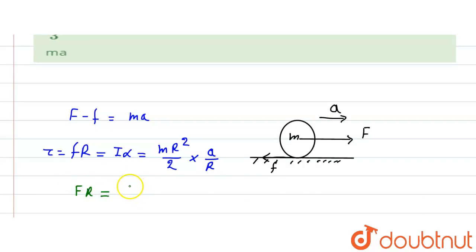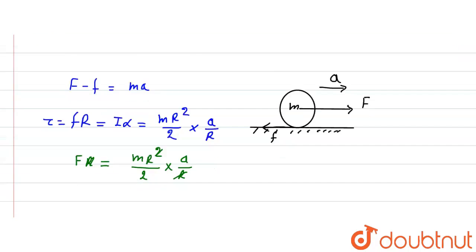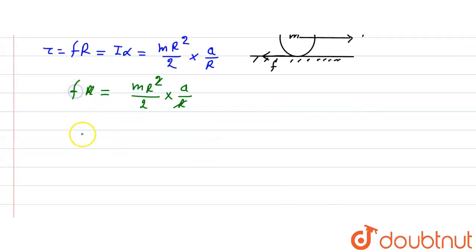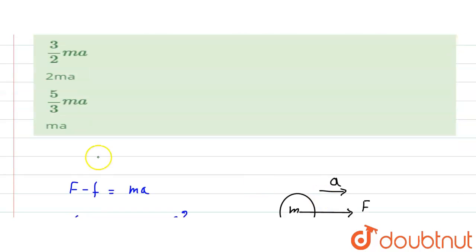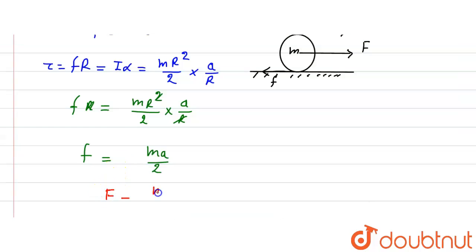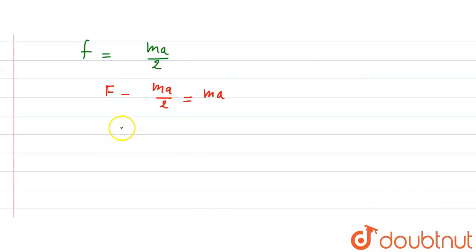Now after calculating, f r is equal to mr square upon 2 into a upon r. So here r cancels out. So f is equal to ma upon 2, and this value we substitute here. Now we can write F minus ma upon 2 equal to ma, and here F will come 3 ma upon 2. So this is the solution.